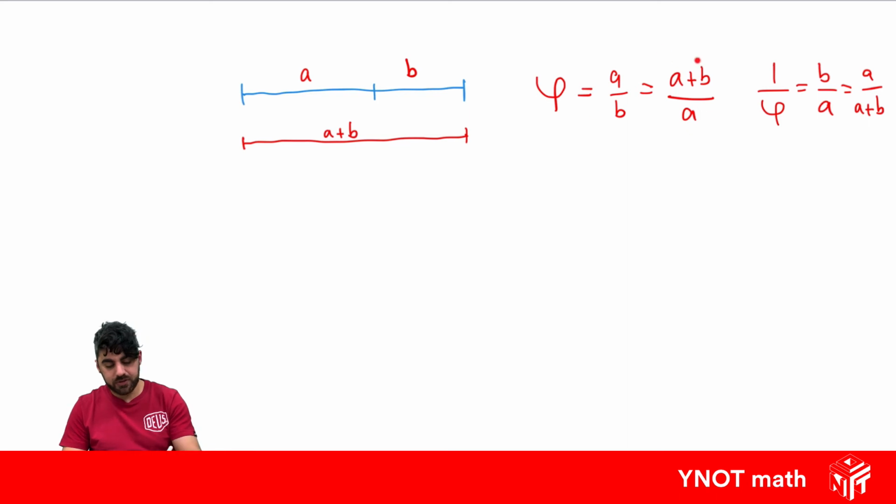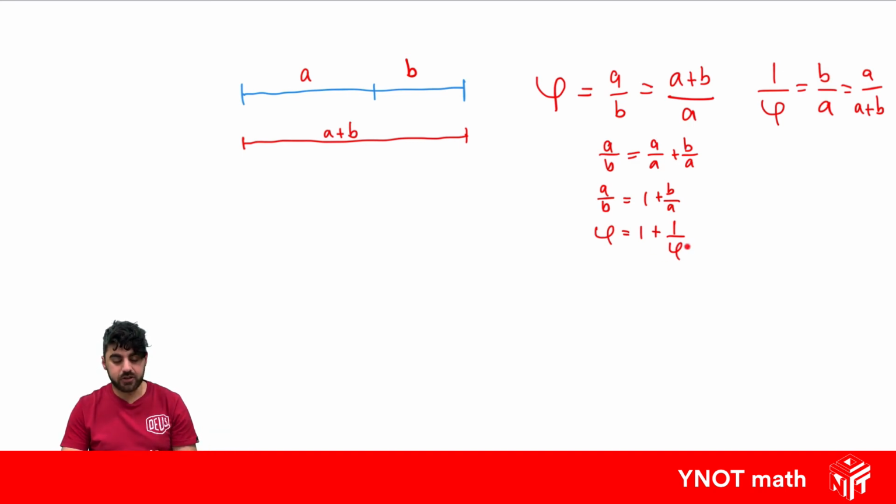And doing a bit of manipulation here, let's look at just this part here. We get A over B equaling A over A plus B over A, splitting up that fraction. And we get A over B equals 1 plus B over A. And now we know that A over B, that's the golden ratio, equals 1 plus B over A, that's 1 over the golden ratio. So you can see that the golden ratio is clearly defined on itself with this definition. But how can we actually find it?